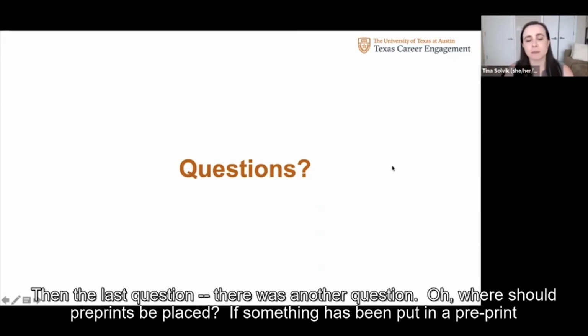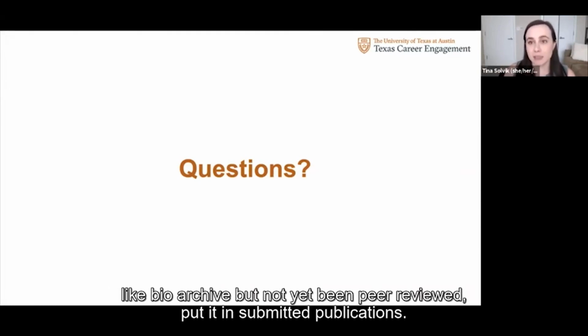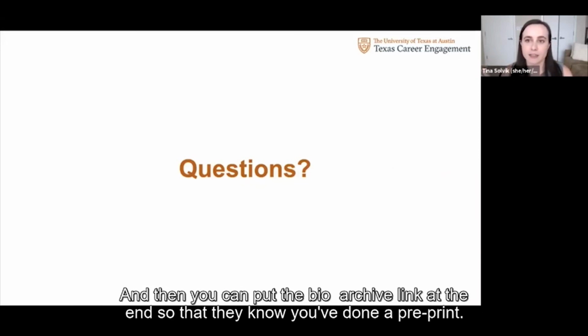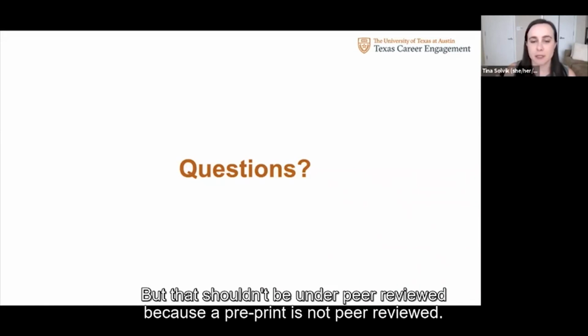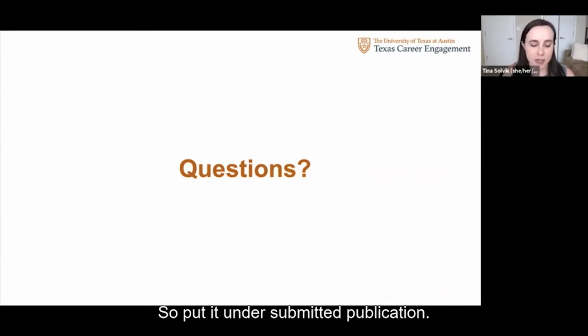Where should preprints be placed? If something has been put in a preprint like bioRxiv but has not yet been peer reviewed, put it in submitted publications, and then you can put the bioRxiv link at the end so that they know that you've done a preprint. But that shouldn't be under peer reviewed because a preprint is not peer reviewed. So put it under submitted publication.